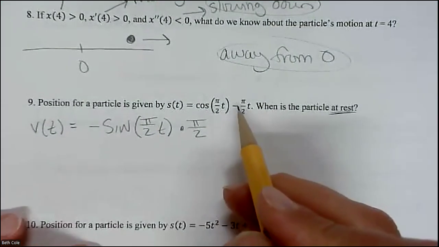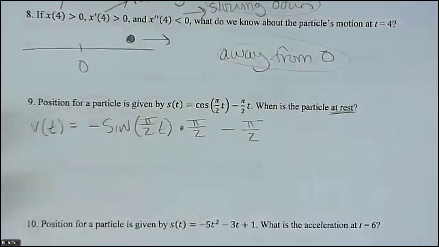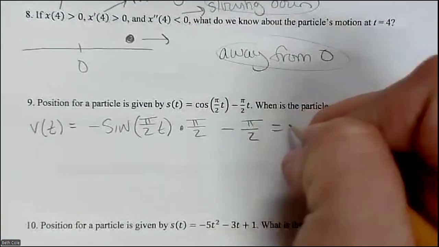And then minus, and the derivative of pi over 2t is just pi over 2. Again, for the same reason. Remember, pi is a number, so pi over 2 is just a number. Now, again, at rest means we want that to equal 0.